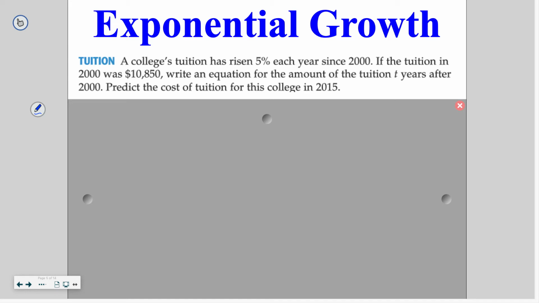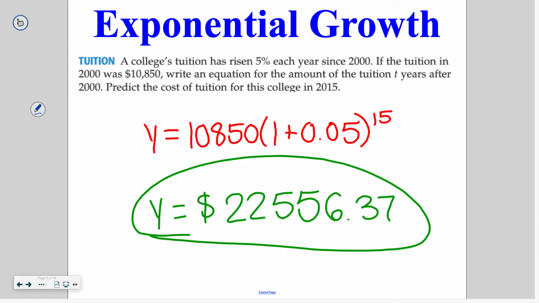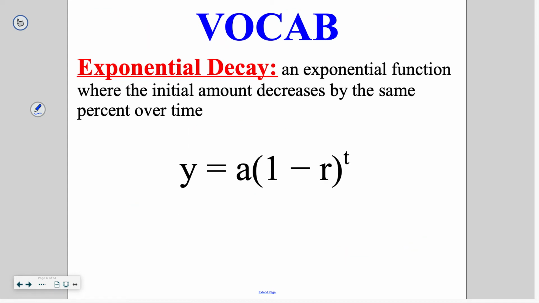Go ahead and try this one on your own. We plug in our initial equation. We have our initial amount, 1 plus our percent, which is now turned into a decimal. And then we're looking at 2015, so our exponent is going to be a time frame of 15 years, giving us $22,556.37.